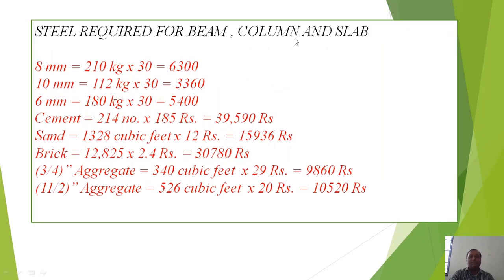Then steel required for beam, same thing, this much kg steel required into 30, that is 630033. Then cement, then the cost we are adding, we have added these rates. So brick is 2.4, I have considered; nowadays you will get brick at 8.5 or 8 rupees as the rate, but here I have considered 2.4 rupees. So this is also an older rate. 3/4 inch aggregate, 1 1/2 feet, 1 1/2 inch aggregate. So all these are the calculations.